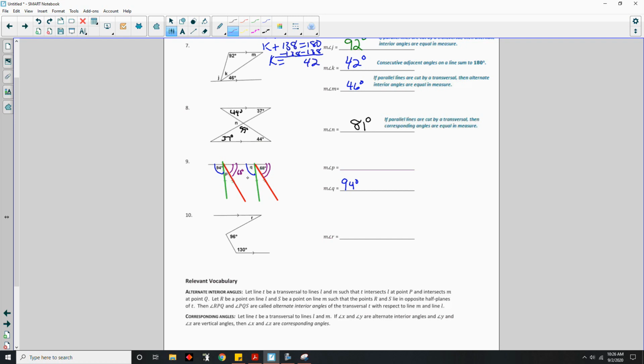So once I find those, then this is a straight line, so then I get the equation. I'll move it over here. 94 plus P plus 68 equals, I can't call it linear pair, adjacent angles on a line are supplementary. 8 plus 4 is 12, carry the 1. 9 plus 6 is 15, plus that 1 is 16, equals 180. Subtract 162 from both sides, and we find P to be 18 degrees.